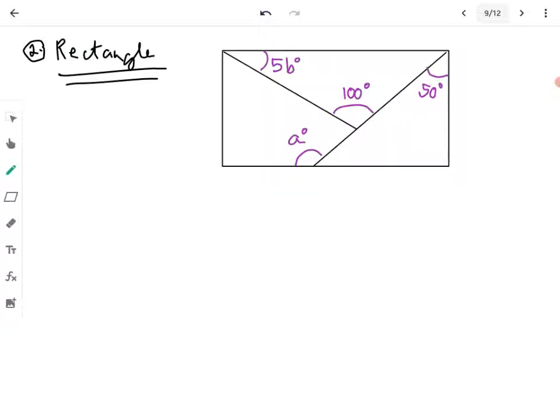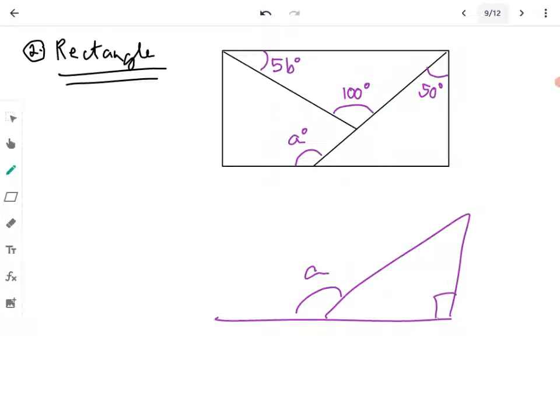So next is also a rectangle problem. So we have here unknowns which are a and b. So let's solve for a first and b. So notice that a is an exterior angle. Notice that?